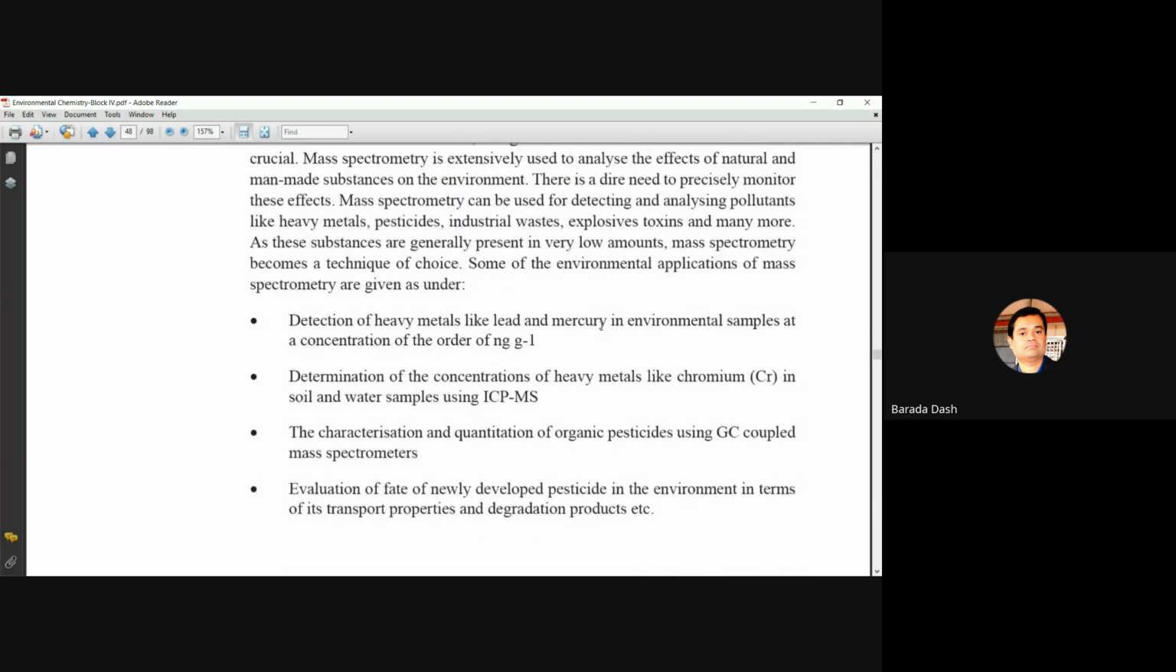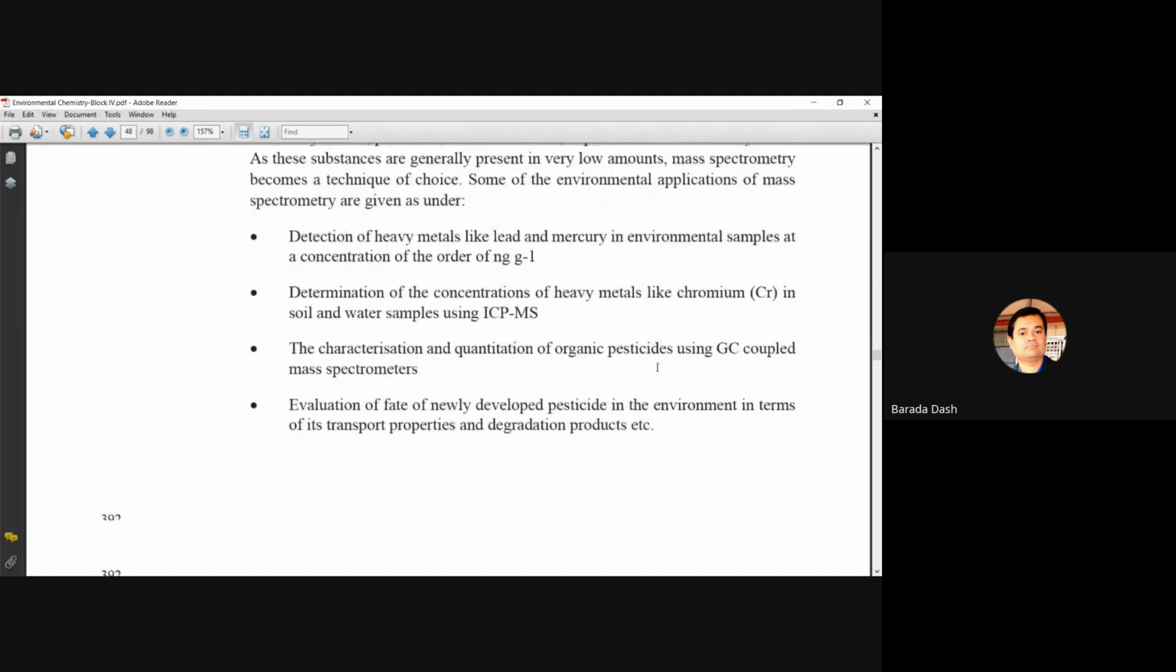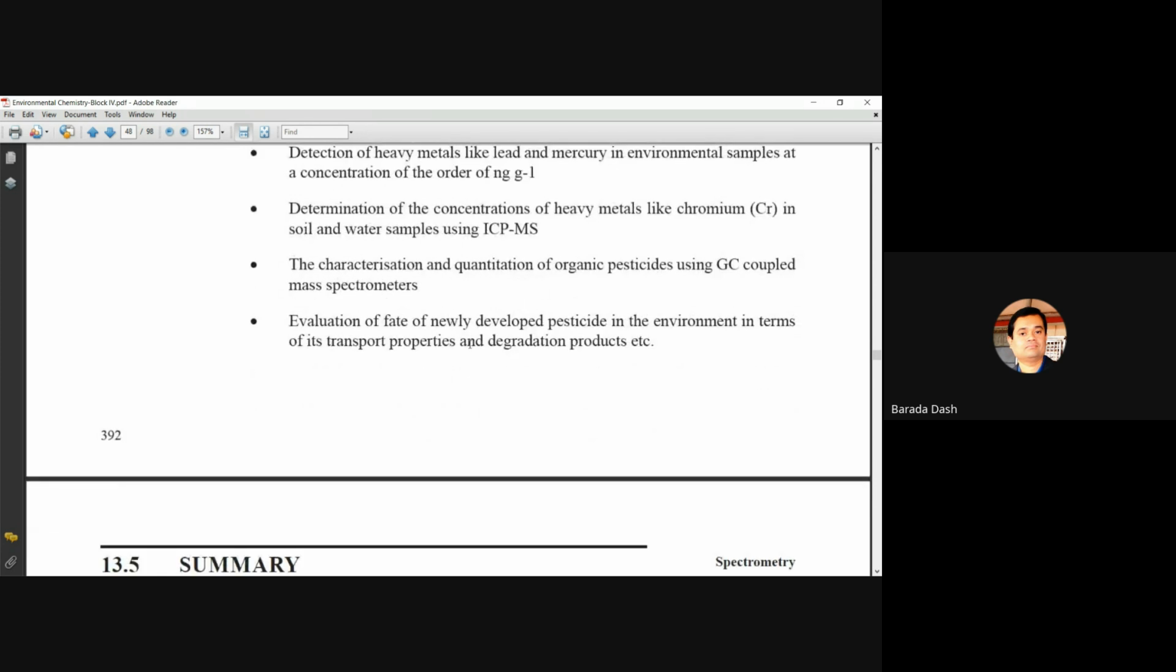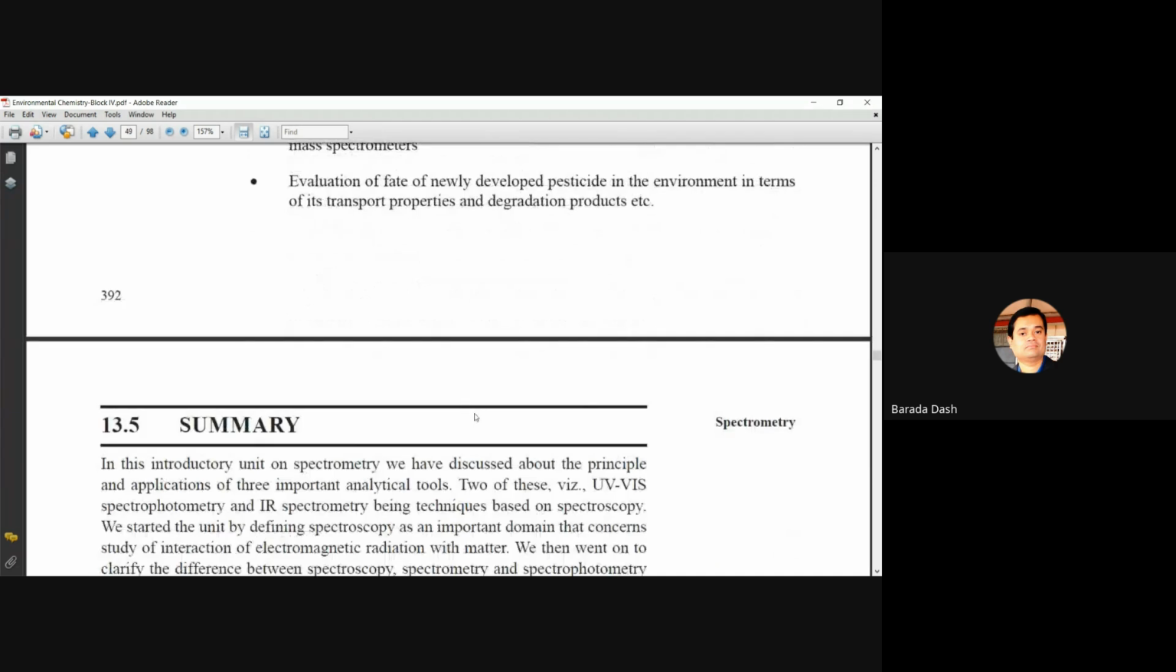Environmental applications: detection of heavy metals like lead and mercury, determination of the concentration of heavy metals like chromium in soil and water samples, characterization and quantitation of organic pesticides, and evaluation of the fate of newly developed pesticides in the environment in terms of their transport properties. So all these.